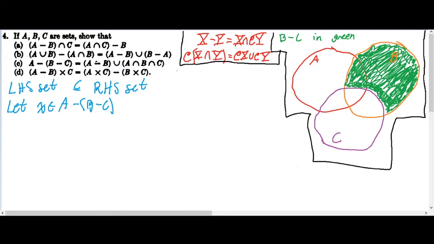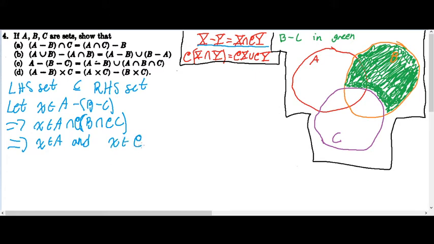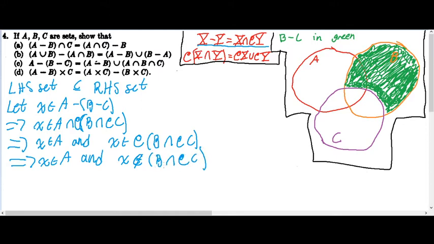If x is in A minus B minus C, then by this property right here, this implies that x is in A intersect the complement of B intersect the complement of C. And since x is in A intersect the complement of B intersect the complement of C, by the definition of set intersection, that means that x is in A and x is in the complement of B intersect the complement of C. And by the definition of the complement, that means that x is in A and x is not in B intersect C.